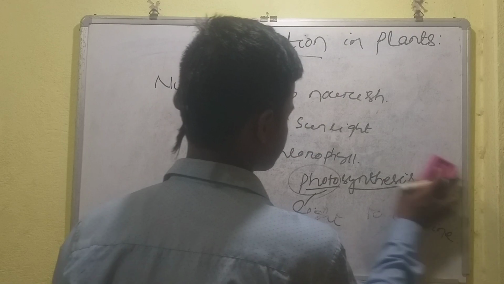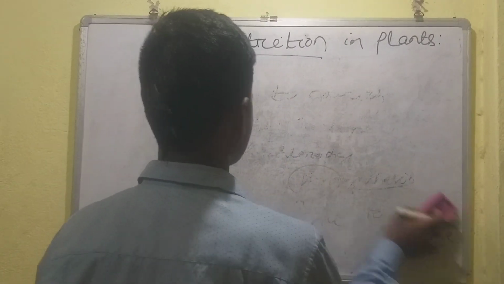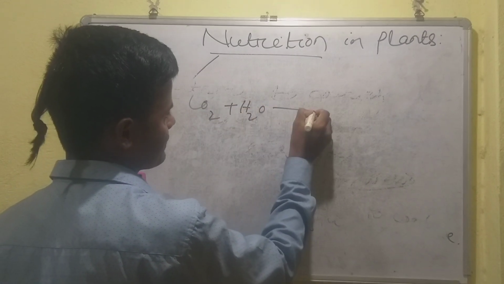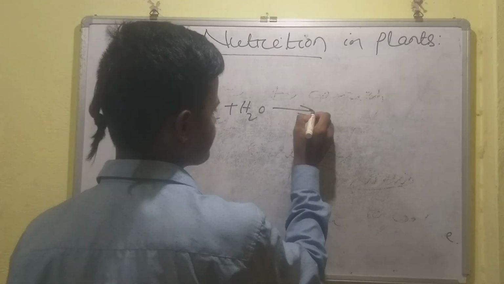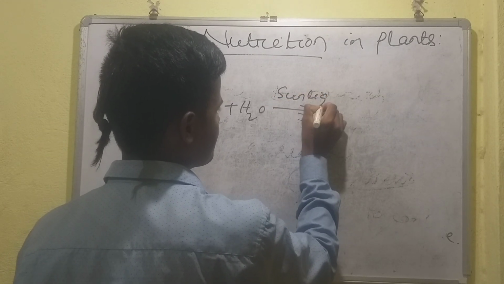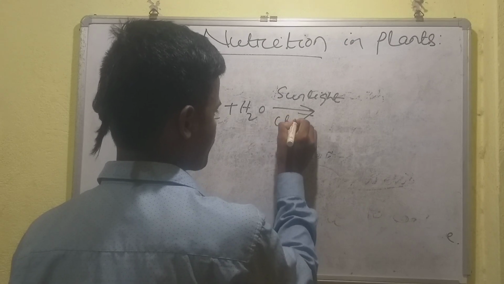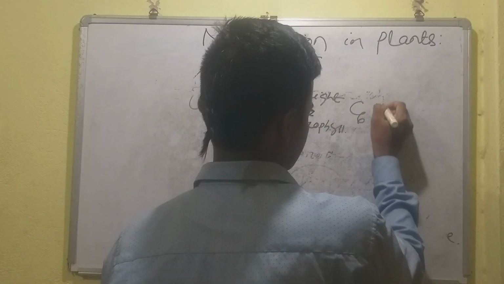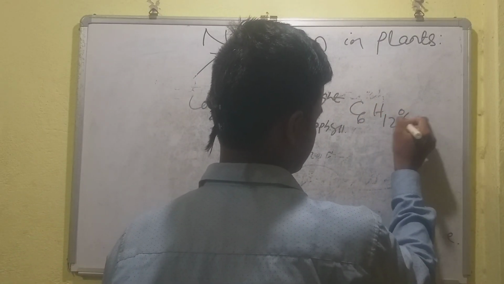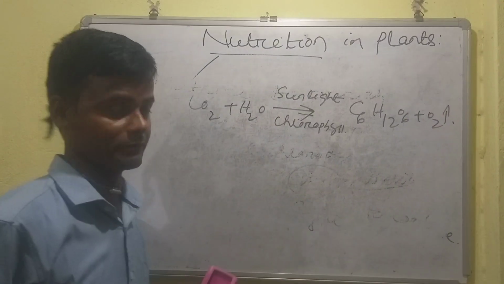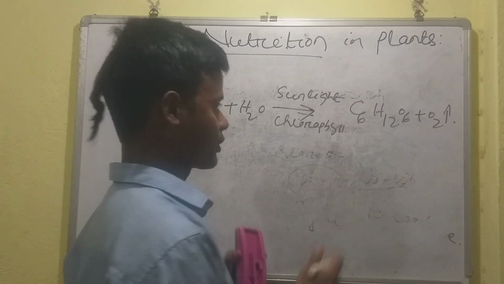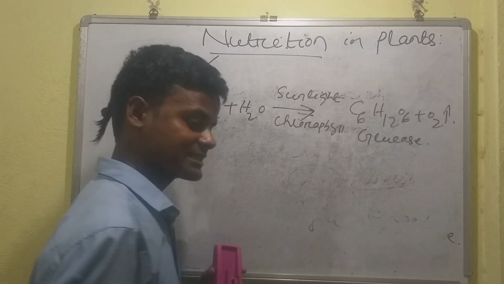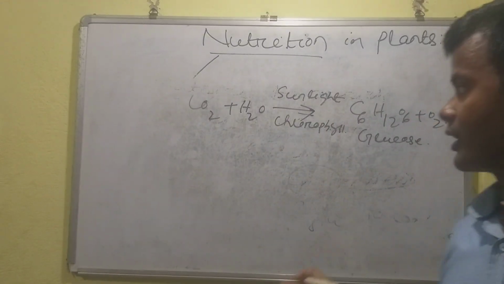So the reaction will be carbon dioxide plus water, in the presence of sunlight and chlorophyll, the product will be C6H12O6 plus oxygen. Oxygen will be released to the atmosphere, and C6H12O6 is glucose. It is sugar, glucose, right? So plants prepare their own food material by the process of photosynthesis.